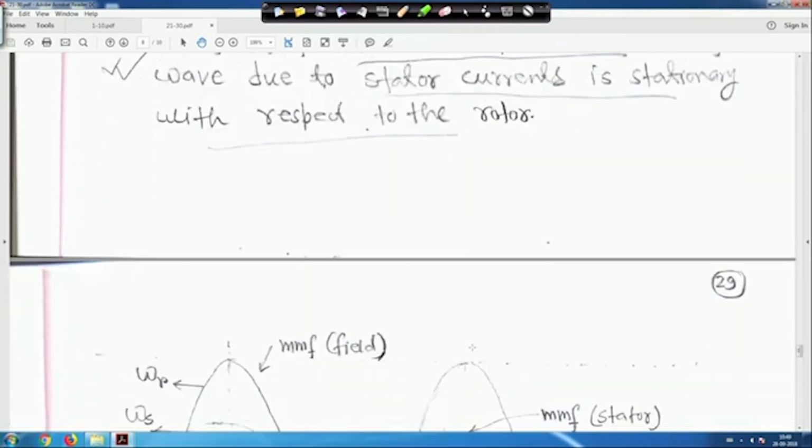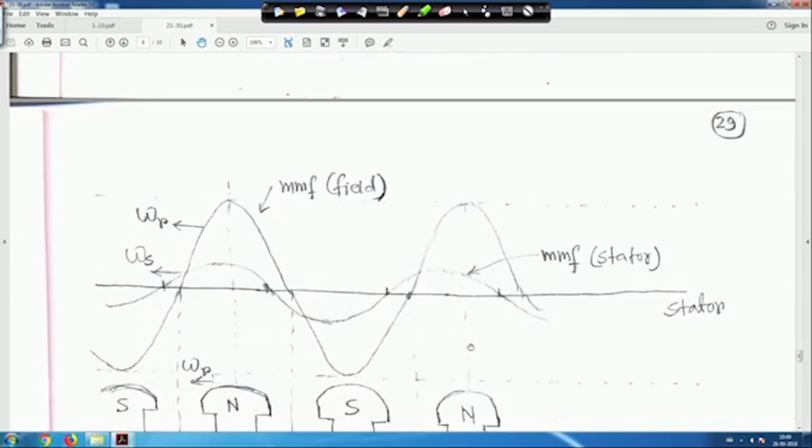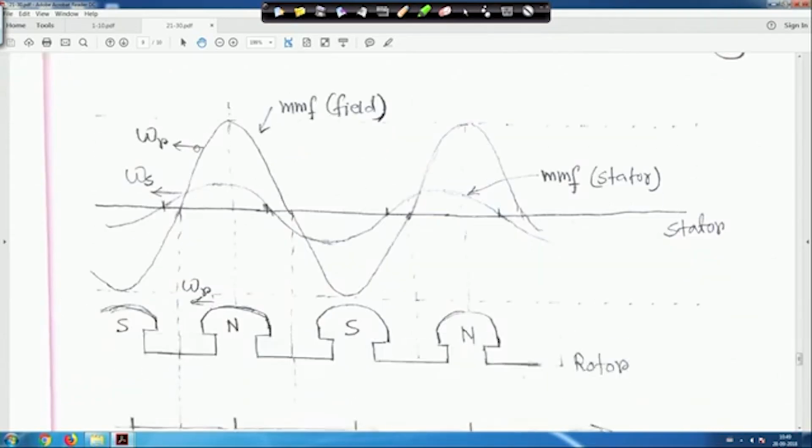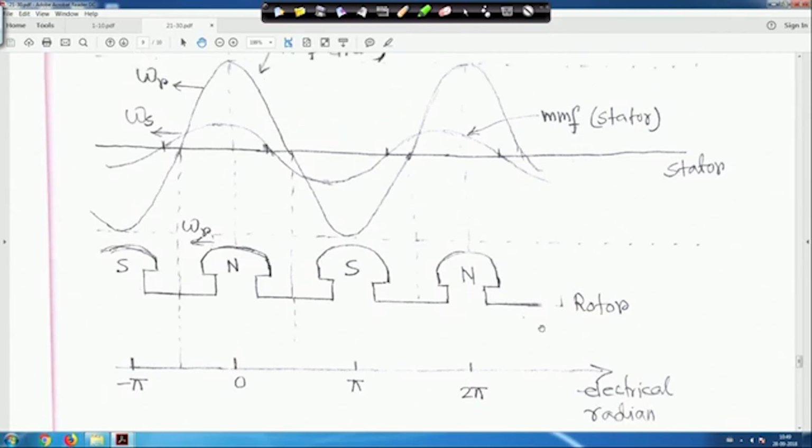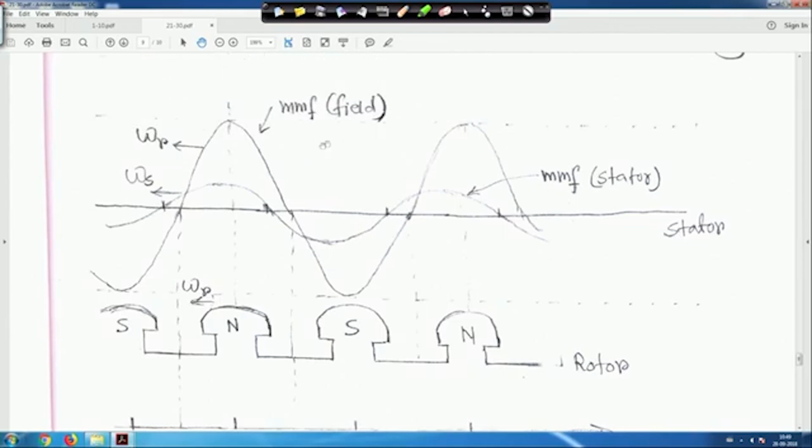So now if we plot the stator MMF and the field MMF, this is your MMF for stator, and this is the MMF for field. This is omega r and this is omega s. In this kind of view, this is the N and S pole, and this is omega r, the rotor speed. This axis is 0, pi, 2 pi in electrical radian. This is the rotor, and this is the stator field, the stator MMF, and this is your field MMF.